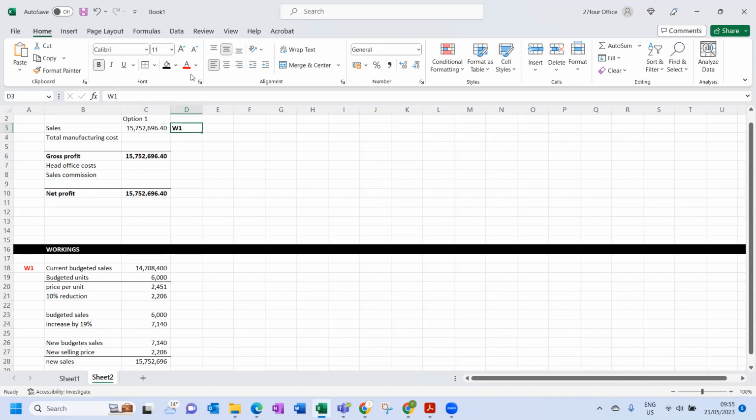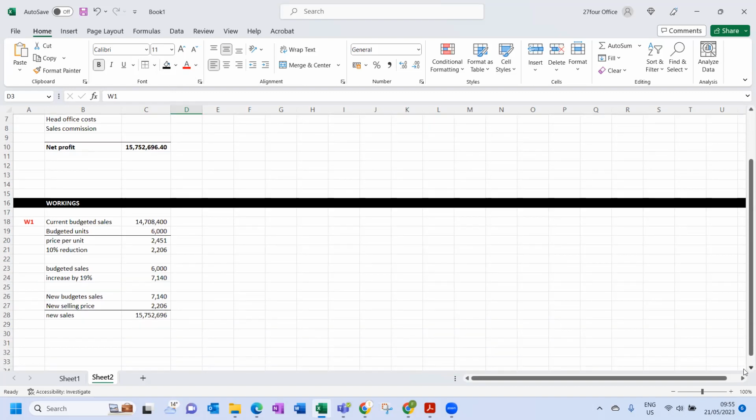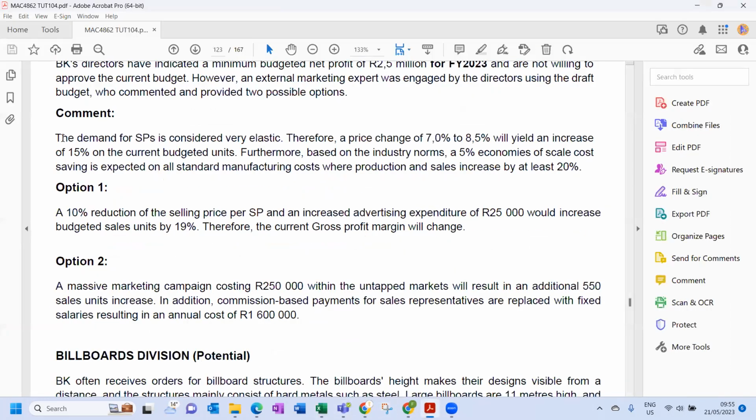Now we're going to do production costs. Remember, they said the demand for SP is considered very elastic, so a change in price will yield an increase of 15%. There will be a 5% economies of scale if the production and sales increase by 20%. Over here, the production and sales increased by 19%, which is lower than 20%. So there wouldn't be any economies of scale. Just take note of that.